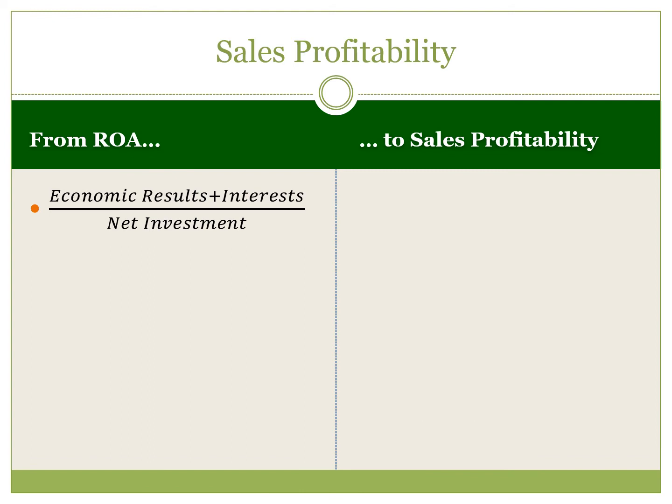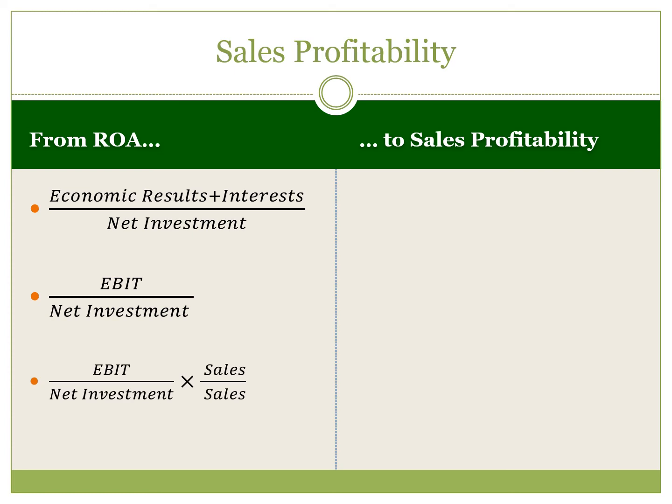We're going to see now how to go from the return on assets to the sales profitability. This means how can we get the sales profitability formula from the return on assets formula. Remember, we have just seen the return on assets is the economic result plus interest divided by net investment. Remember that the economic result plus the financial interest was also called EBIT. So the formulas you have right now on the screen are exactly the same thing. You just have different names for the same thing.